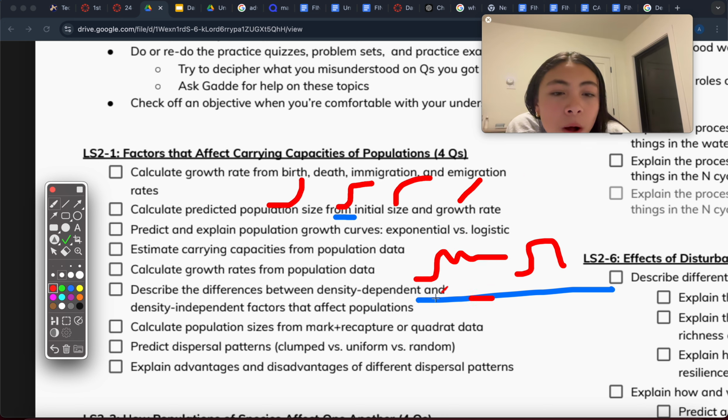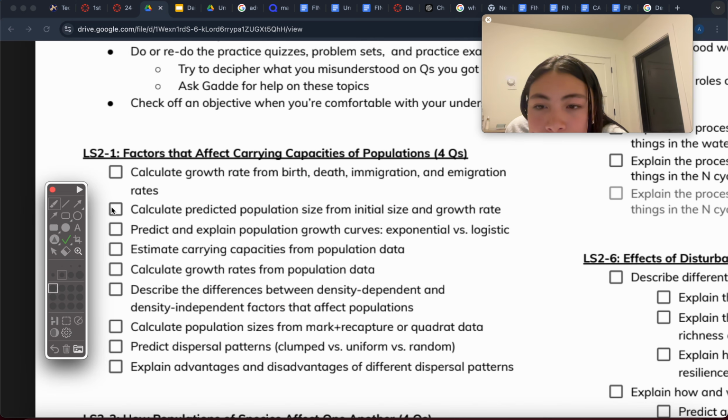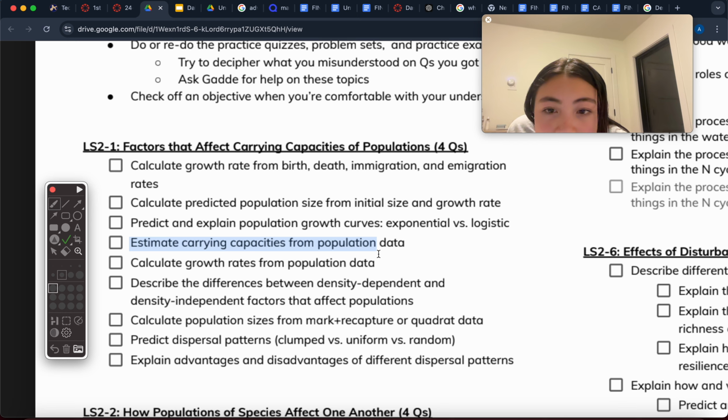These two are probably the most realistic examples of whatever population growth and whatnot. Okay. Estimate carrying capacities from population data.